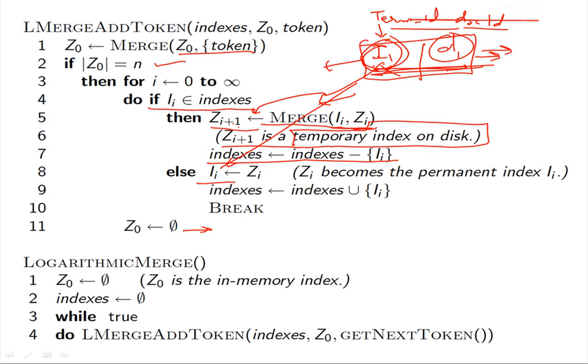This is the logarithmic merge for adding tokens, meaning how to add tokens by using logarithmic merge. If Z0 is the in-memory index, Z0 is equal to 5, indexes is equal to 0, while true, do logarithmic merge: add token to Z0 with the next token. Every time the temporary index gets filled, we repeat this process.